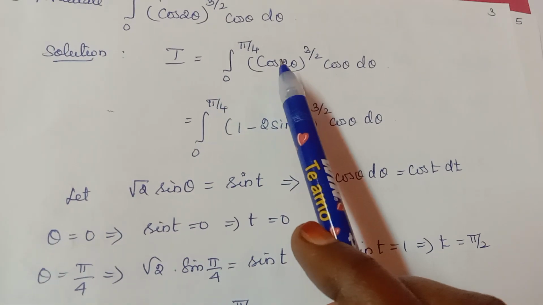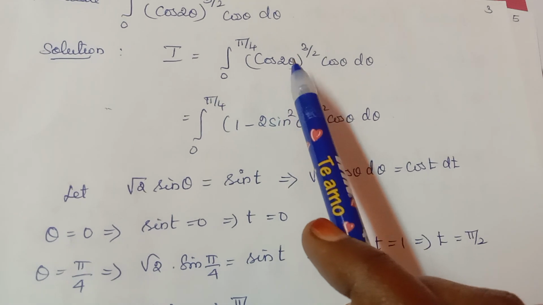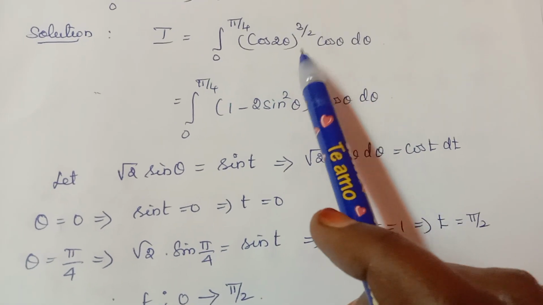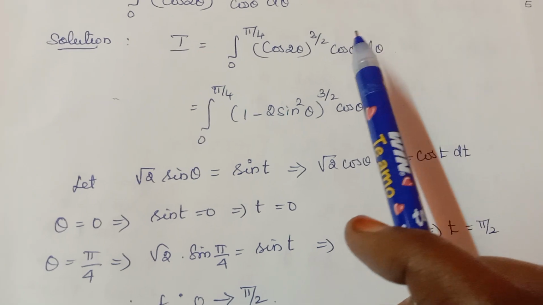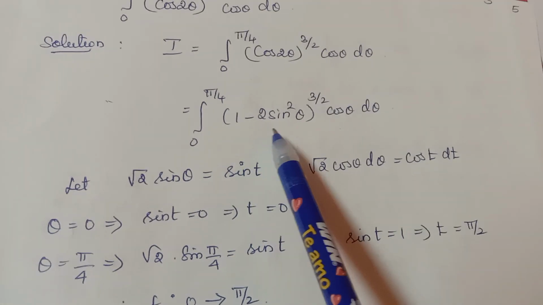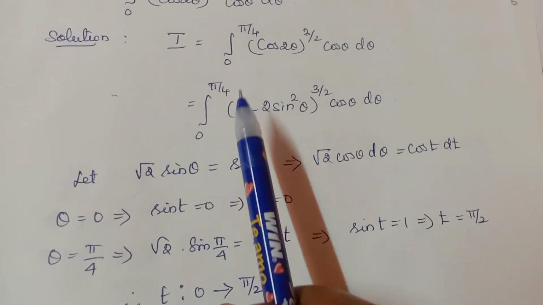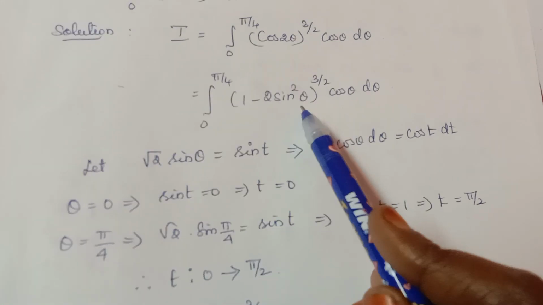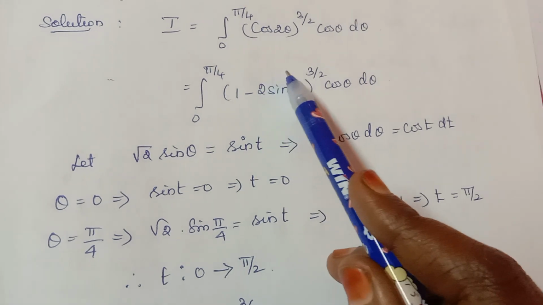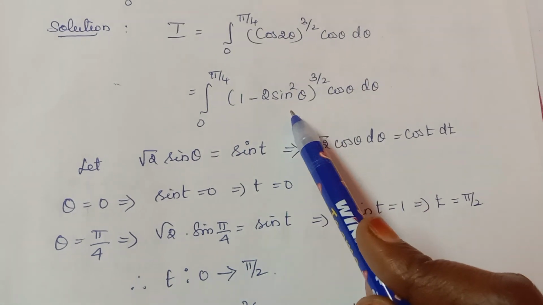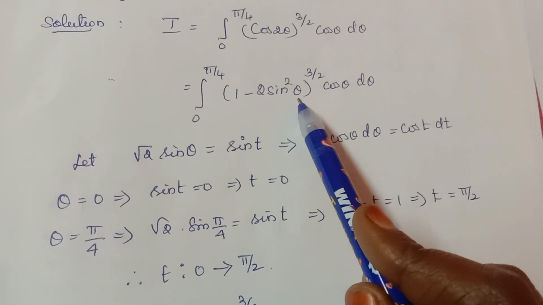See, cos 2 theta, you have three different formulas. Whichever formula you are thorough with, that you can apply. Whatever formula you use, you will get the same answer only. So here I am taking (1 minus 2 sin square theta) the whole power 3 by 2 into cos theta d theta. Let me take here, I am having 2 sin square theta, no? So if this will reduce to a single sin t function, it will be easy for me to do the calculation.